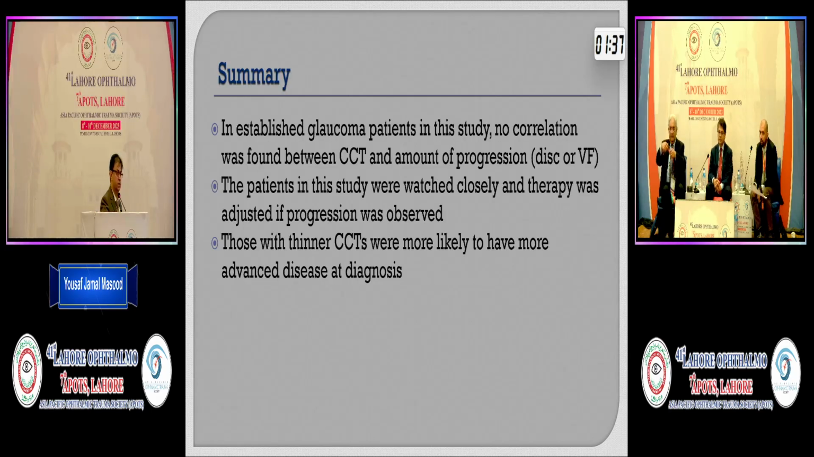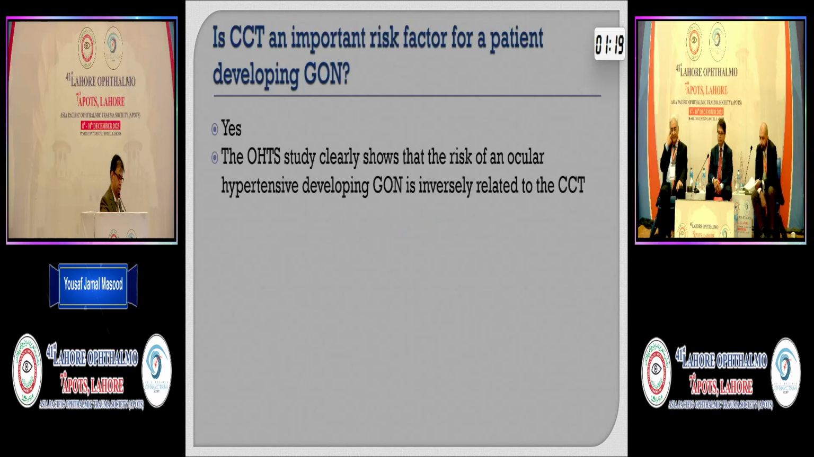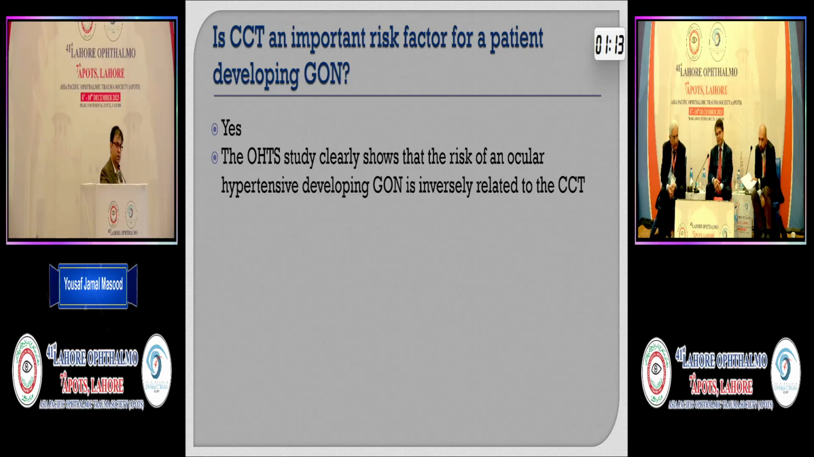Those with thinner CCT were more likely to have more advanced glaucoma at diagnosis. This was one of the major findings in this study, that those who have thinner corneas had worse glaucoma at the time of presentation. So what are the lessons learned? Is CCT an important risk factor for developing glaucomatous optic neuropathy? Yes, the OHTS study clearly showed that.